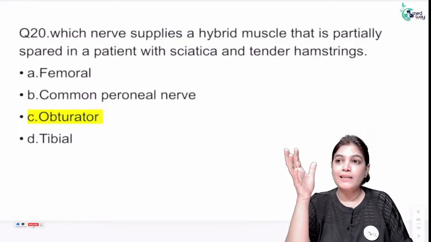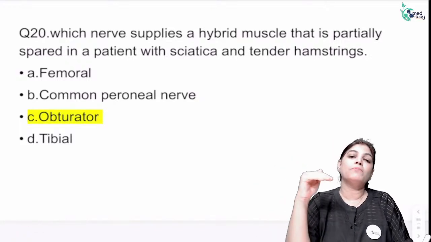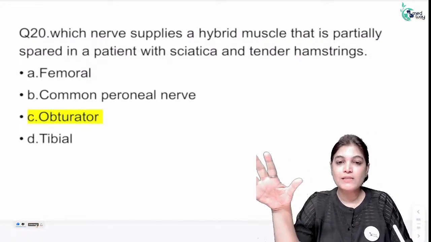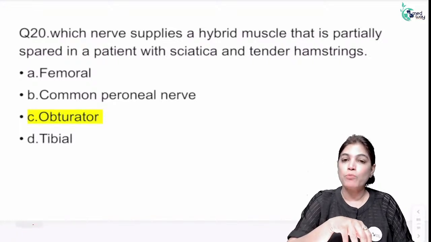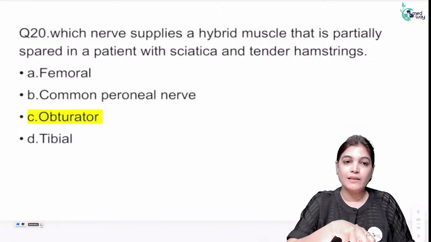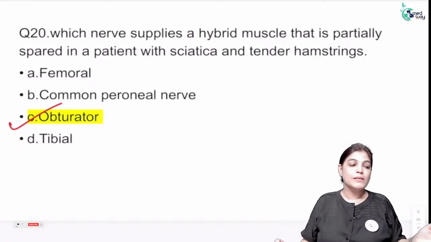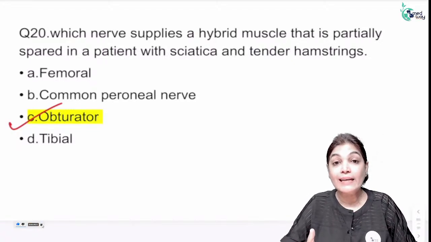We have got the adductor magnus, which has both components, the adductor compartment and the hamstring part. The adductor magnus is the largest and bulkiest muscle, and it has a dual nerve supply. It is innervated by the tibial component of the sciatic nerve, and it is also innervated by the obturator nerve. So we'll go with obturator nerve as the right answer. The other muscle is biceps femoris, which is also a hybrid muscle innervated by the common peroneal and tibial components.